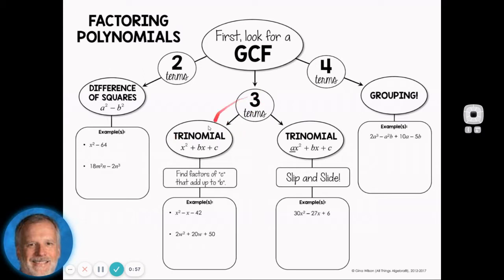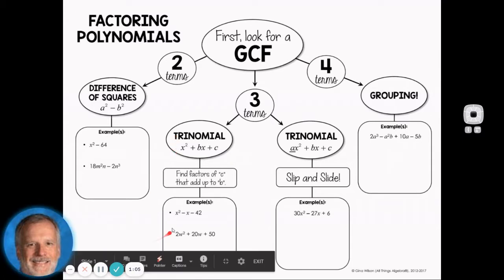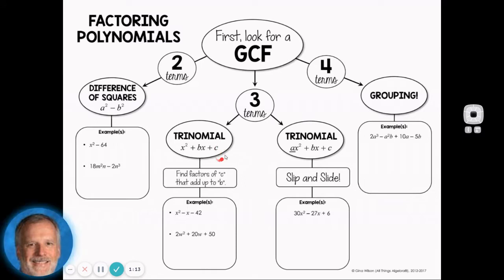Well, if it's got three terms, we already know how to factor a trinomial where the coefficient is 1. Of course, we always look for that GCF first, but then the key to it is finding factors of the constant. Two things that multiply to be this term, but will add up to be the coefficient of x. That's the key. It's really pretty easy.